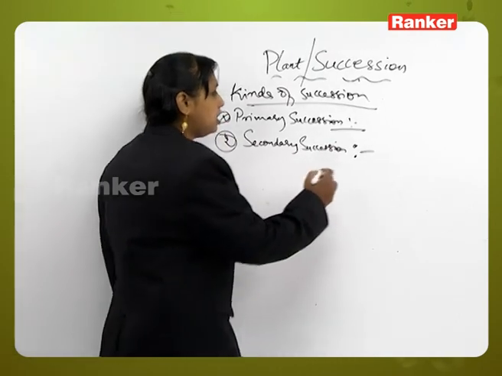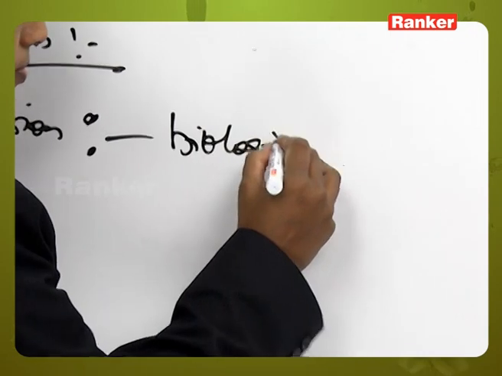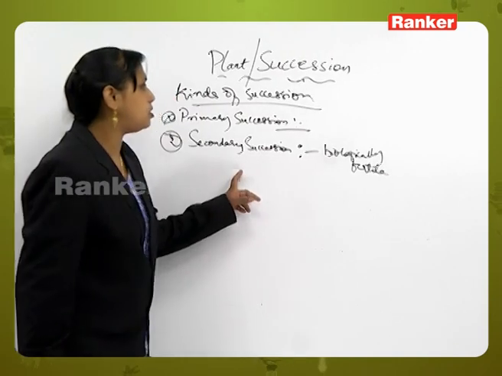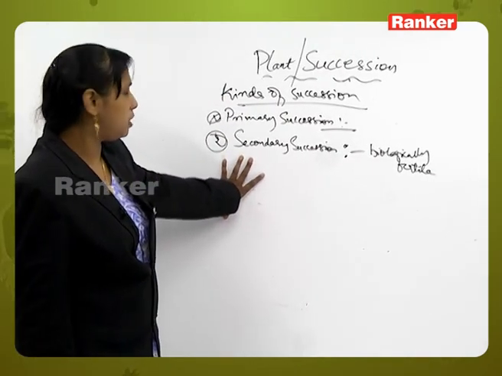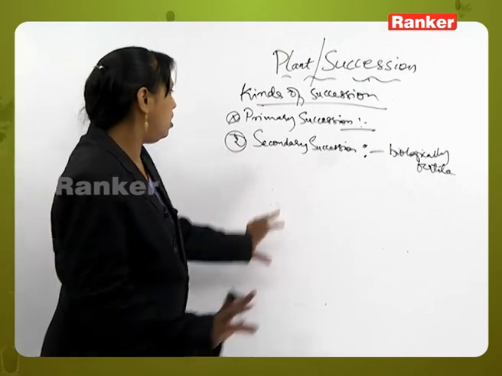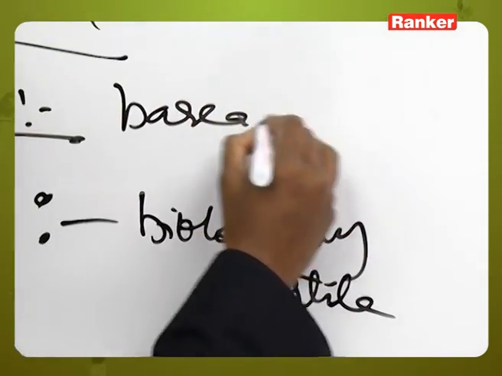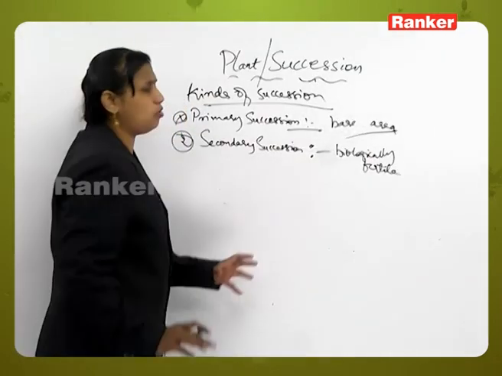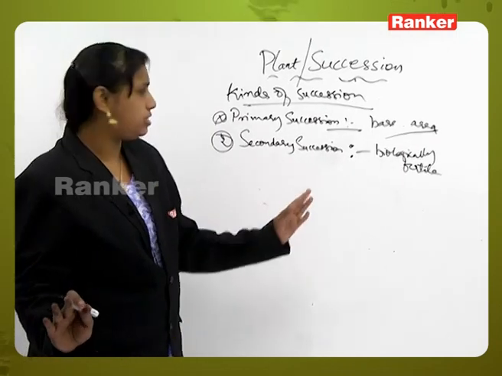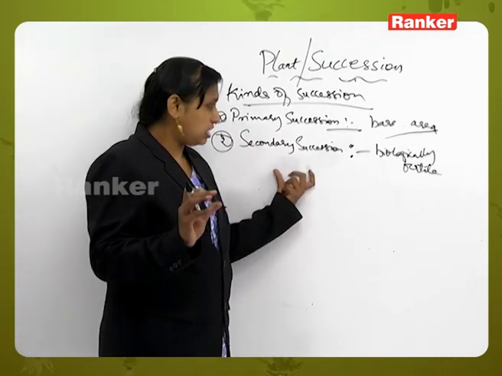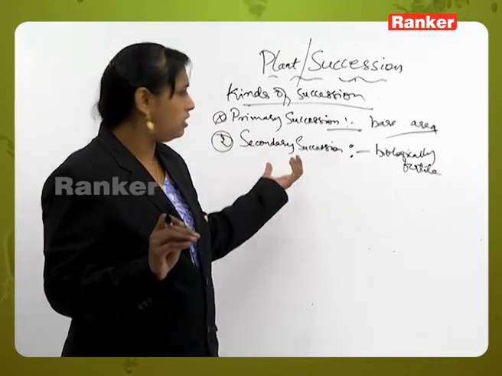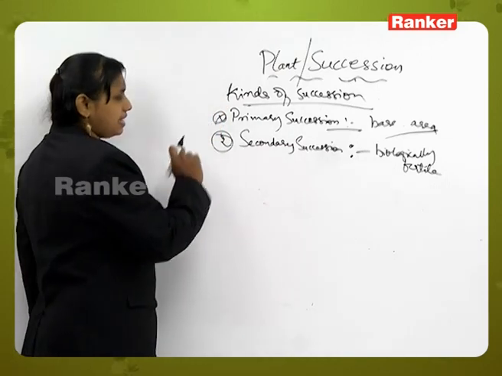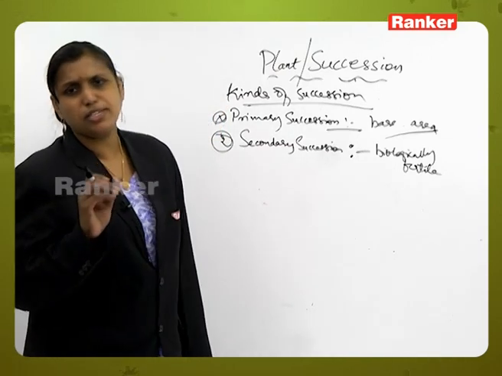These areas are biologically fertile areas, and hence they are responsible for the reproduction of plant life in that particular area. So if it is occurring in the bare area, meaning a plain area where there is no vegetation at all, it is primary succession. If succession is occurring in an already existing area, then it is called secondary succession or biologically fertile succession.